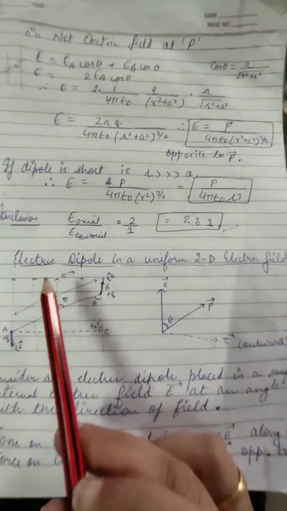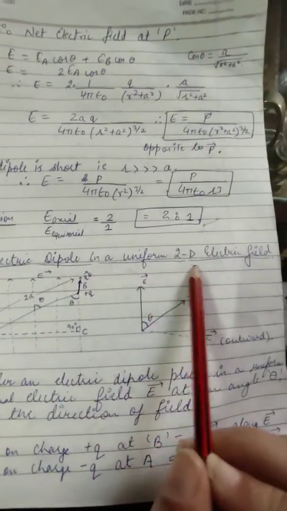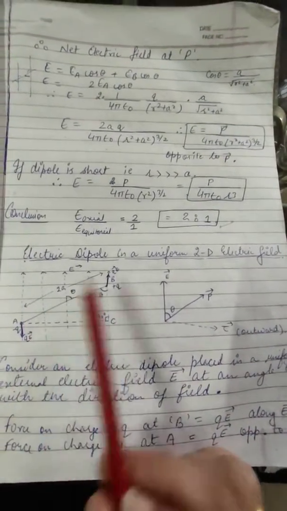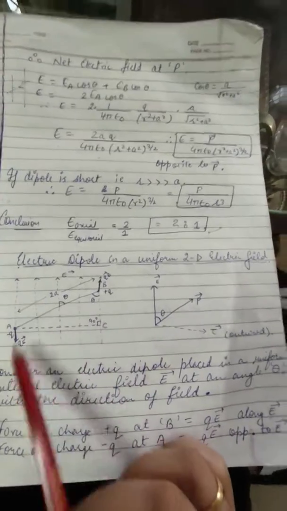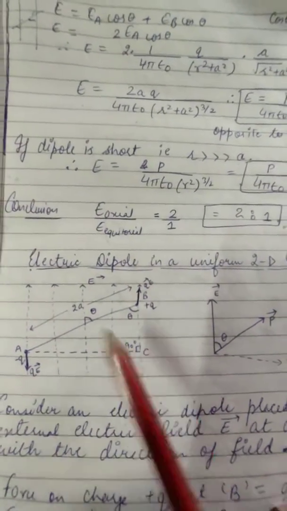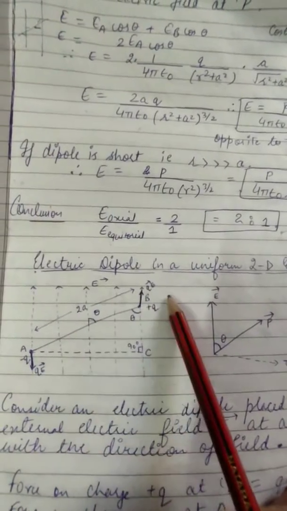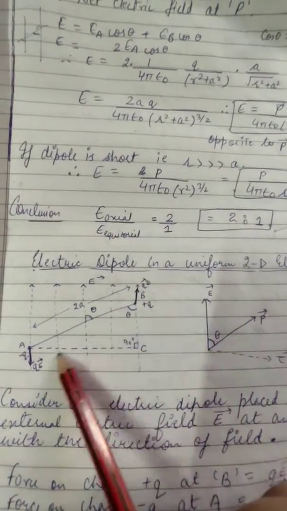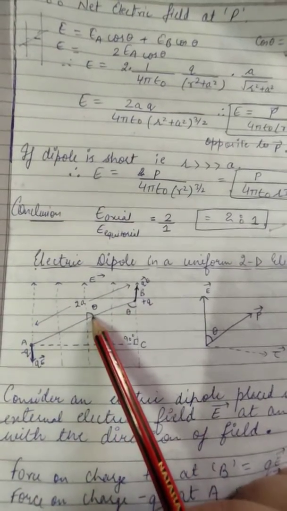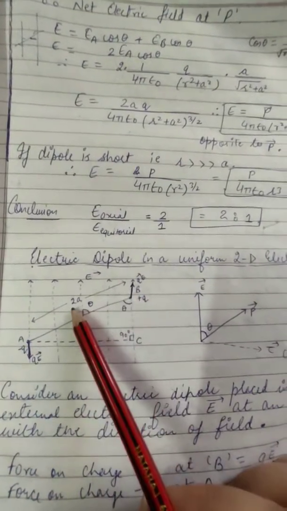Now the next topic is electric dipole in a uniform 2D electric field. Again we will consider the electric field, represented with these dotted lines. We will consider the dipole minus q and plus q. Minus q plus q is making angle theta with the electric field. The distance between these two will be 2a.